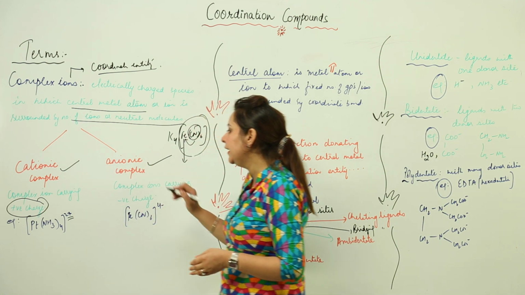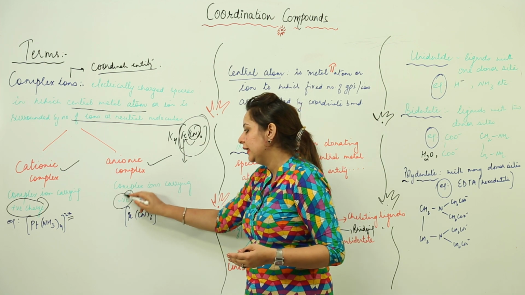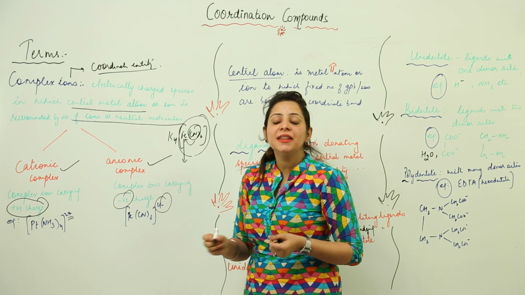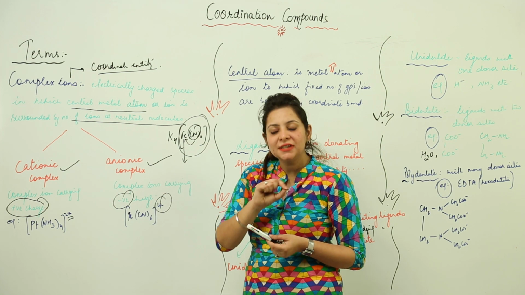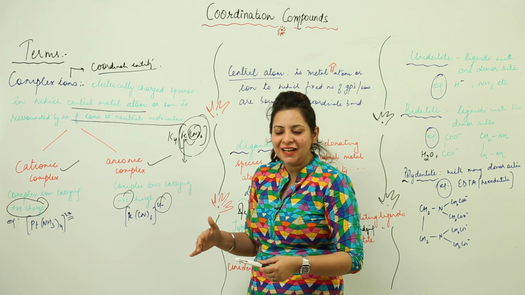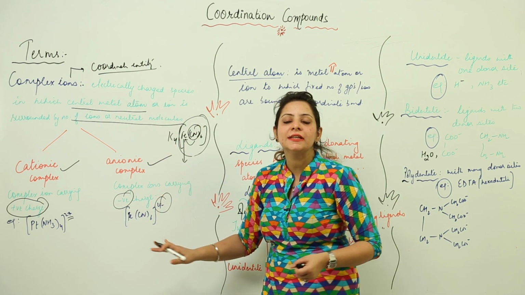And here the anionic complex, again the same thing, which possesses a negative charge, like [Fe(CN)6] 4-. So when there is a 4 negative charge, any kind of negative charge, it indicates obviously it is a complex ion again, but what is it? It is an anionic complex. So this is what a complex ion is.